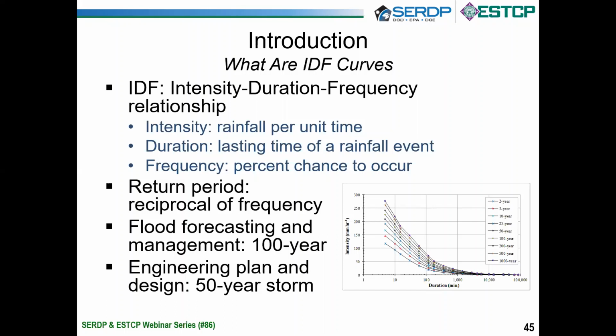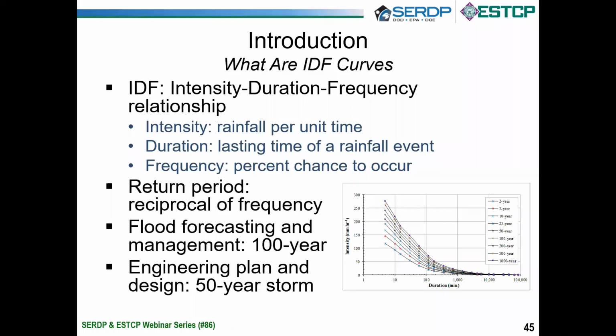So FEMA, the Federal Emergency Management Agency, developed flood insurance maps that delineate the 100-year flood boundary, so that people can evaluate the risk of their properties. Also, IDF curves are used for planning and design of various kinds of engineered structures, like drainage systems, dikes, levees. So we use IDF curves to determine the size of these structures. For example, for a city drainage system, for an important area, we will use a 50-year storm to size the drainage pipeline, the storm sewer system.